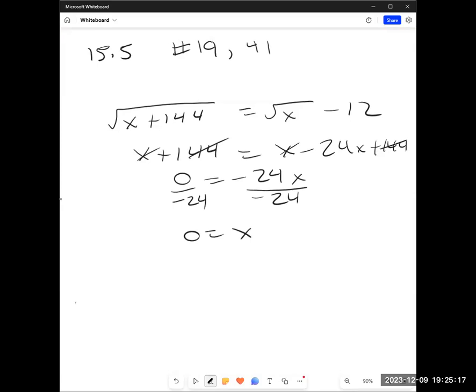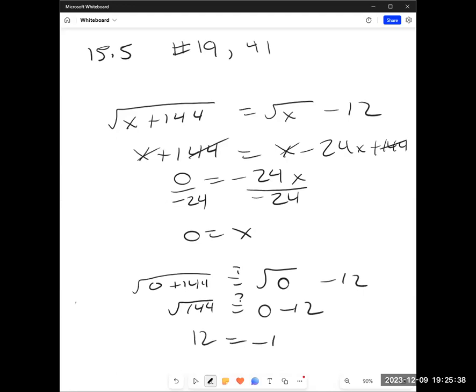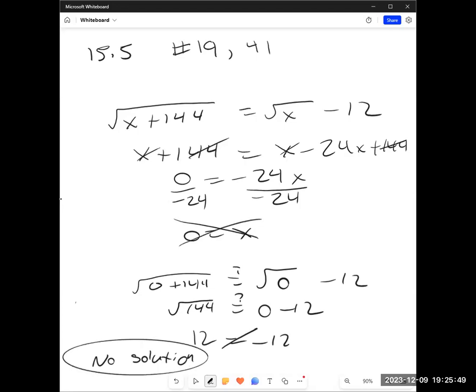So let's just check that out. See if that works. Root of 0 plus 144, is that the same as root 0 minus 12? Root 144 is 12. Is 12 the same thing as negative 12? It is not, so there's no solution to this problem. The only solution that we got was an extraneous solution, so no solution.